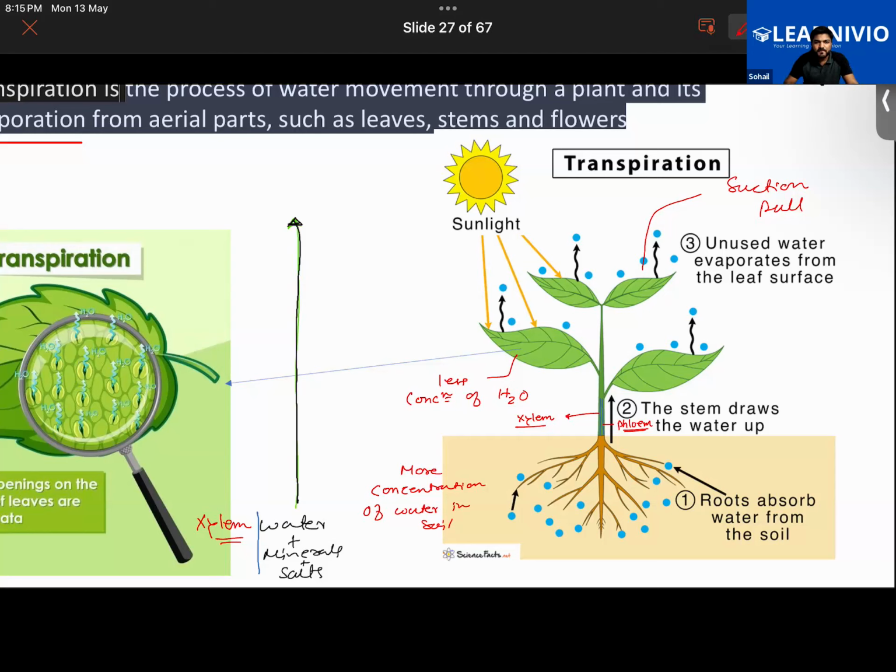Sir, I think the other pipe would transport the starch from the leaves to the roots. Not just to the roots, but to every other direction. Yes, your guess is correct. Yes, exactly.